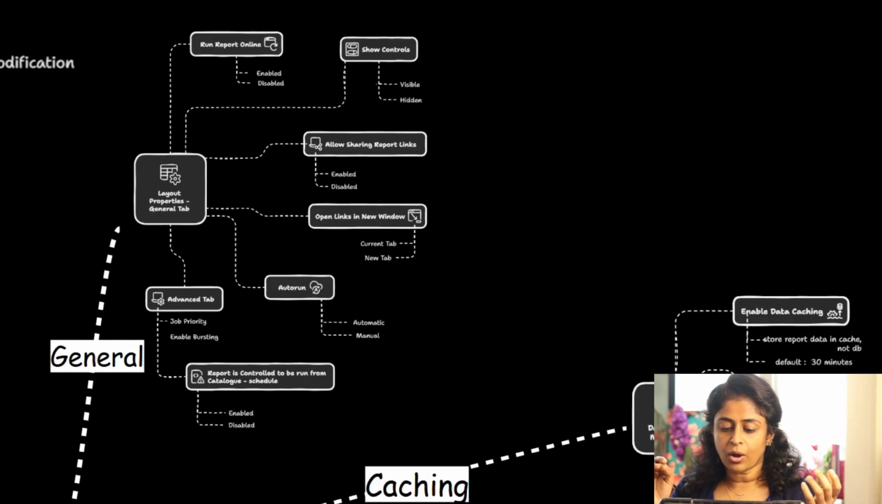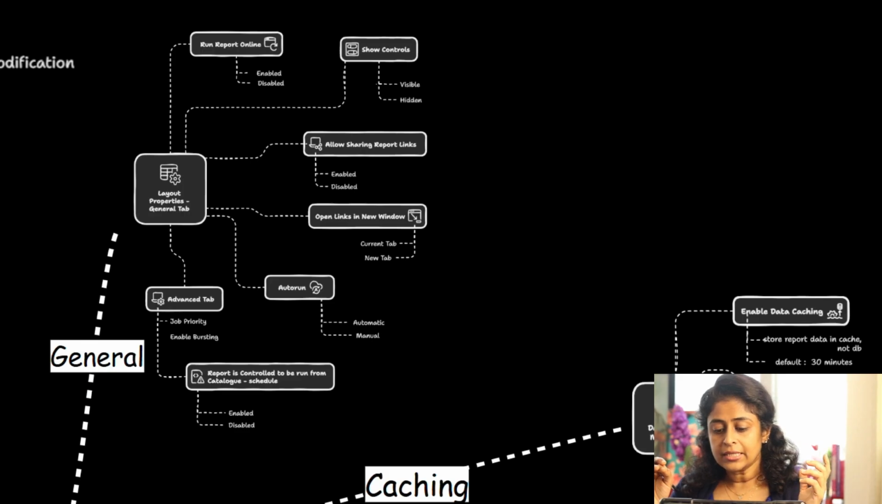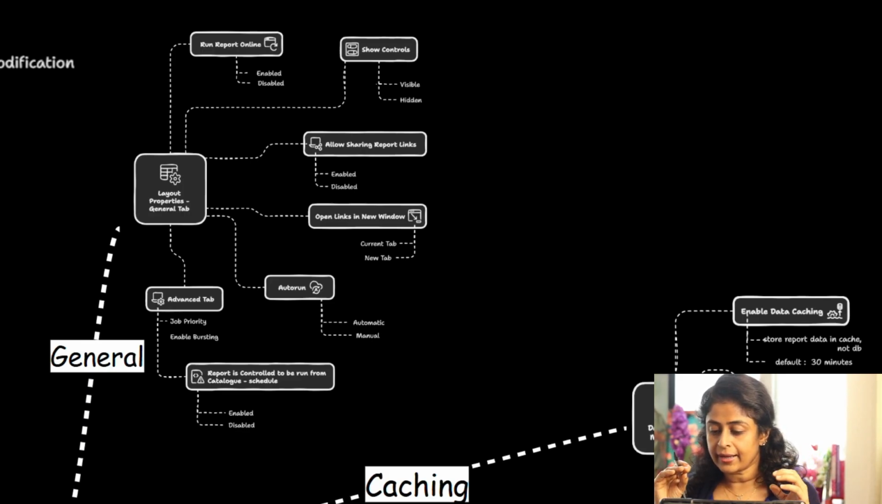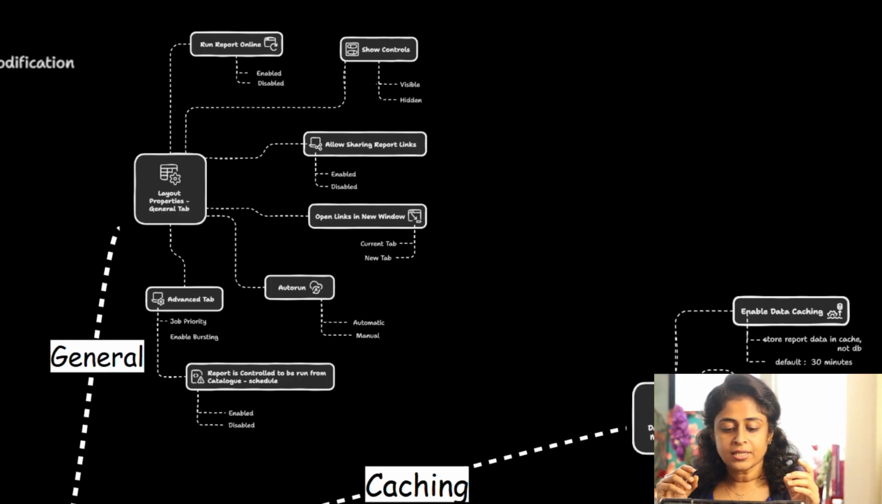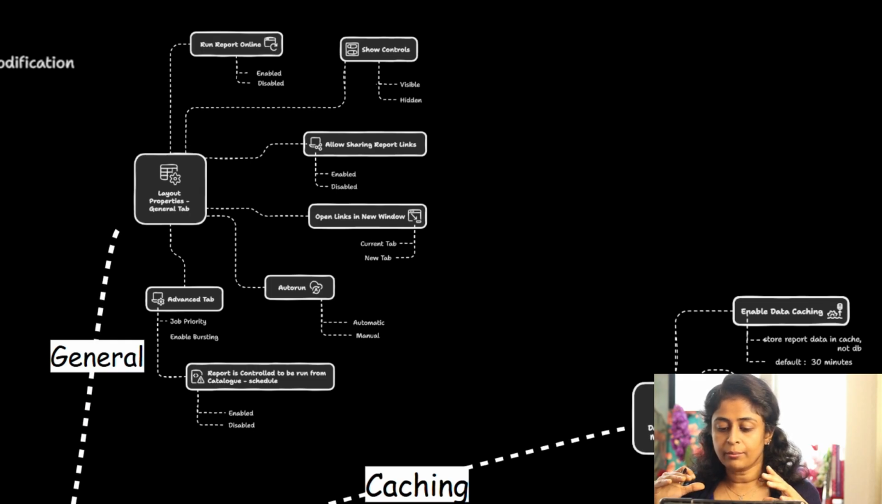The Show Control option is equally important. This controls whether users see interactive elements like parameters and export options. Unchecking this gives you a cleaner look but removes the user interaction capabilities.